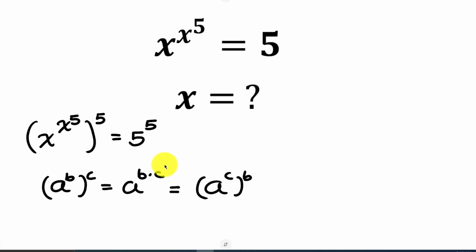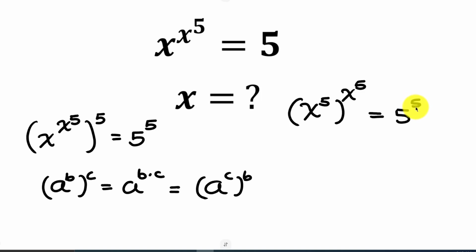Now let's apply this logic to what we have here. That means we can swap the position of 5 and x to the power of 5. Good. So this expression now becomes x to the power of 5, raised to the power of x to the power of 5. Very good. And this is equal to 5 to the power of 5.